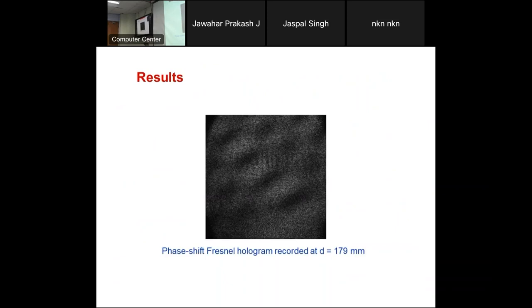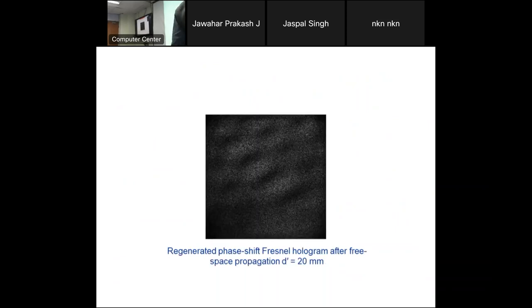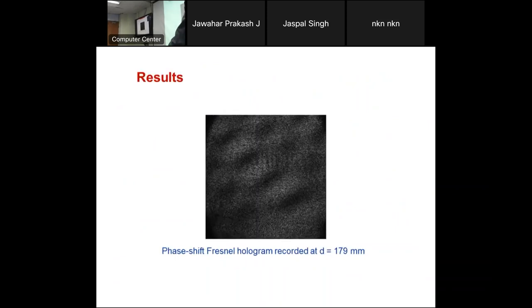This is a phase shifted Fresnel hologram recorded at a distance of 179 millimeters. Phase shifted holography, sir has already discussed. So this is a phase shifted digital hologram recorded at this distance. This is a regenerated phase shifted hologram after free space propagating for 20 millimeters. New hologram. Now, what is the difference between this one and this one? Do you see much change? It appears almost the same, in the fringe pattern and the speckles.